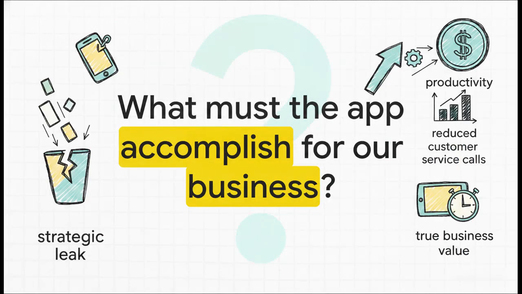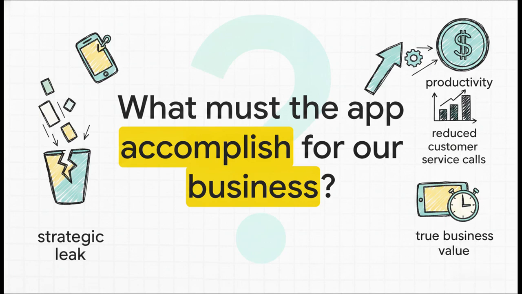When the pressure is on to launch an app, I know it's incredibly tempting to just start brainstorming a giant list of cool features. We've all been there, right? But honestly, jumping straight to features is exactly where the first major strategic leak happens. A feature list, well, it only describes the mechanics.